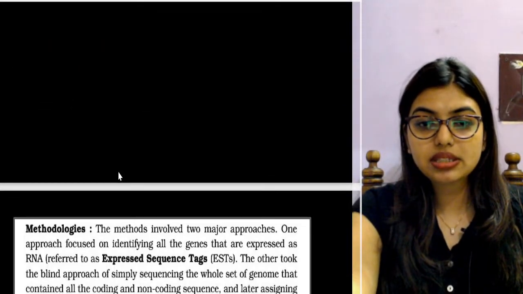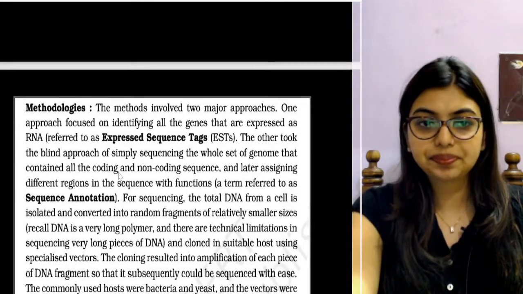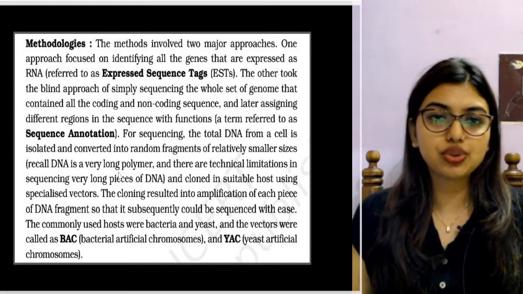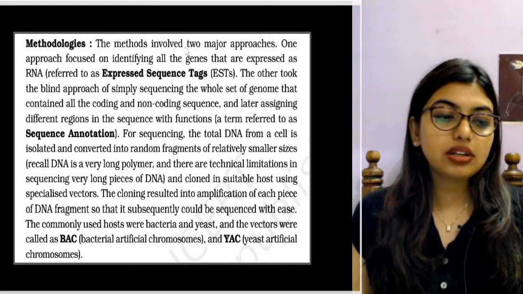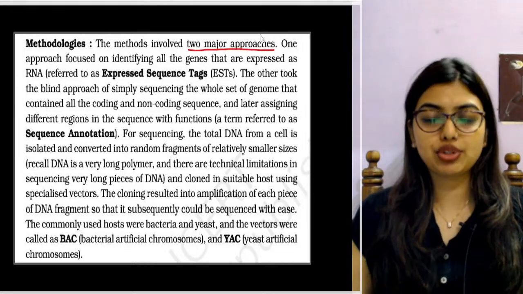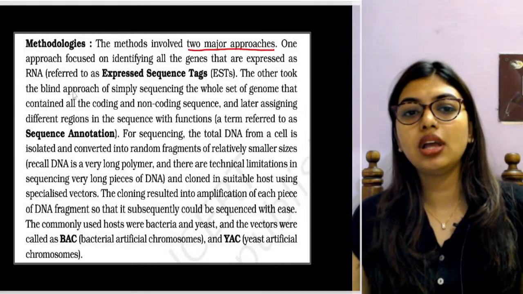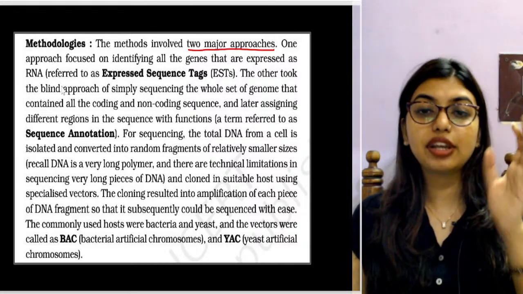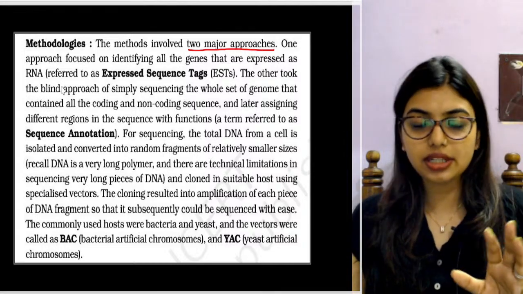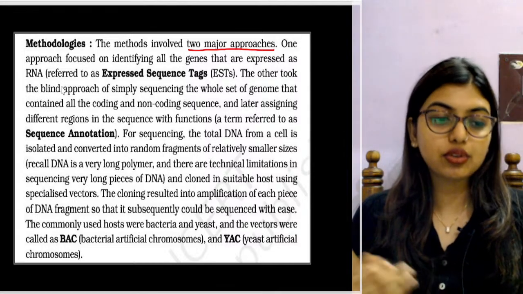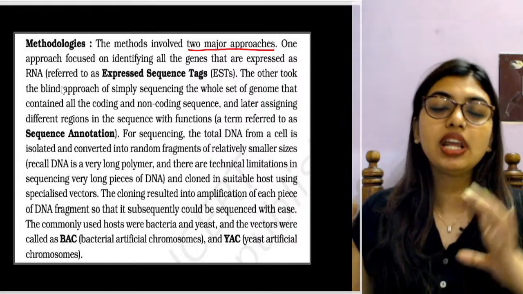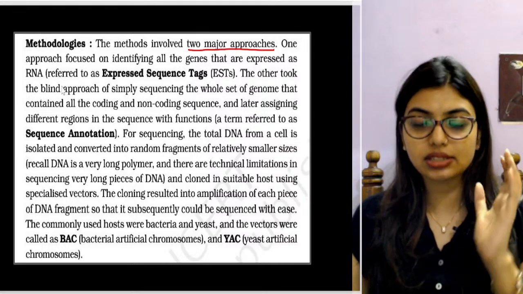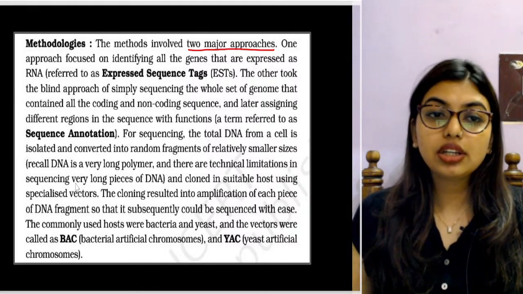Now students, there are some methodologies. So two techniques were used during the HGP project. The method involved two major approaches. One was a more selective approach and one was a blind approach. One approach focused on identifying all genes that are expressed as RNA. That is, whoever is expressing in RNA to form the protein, whoever is going to code for protein, we will take all those genes and call them expressed sequence tags. Okay, ESTs.